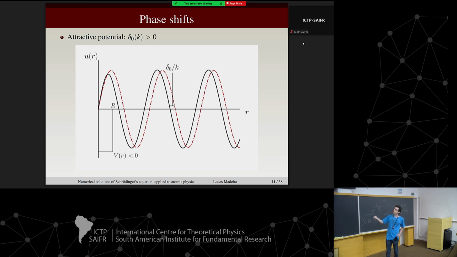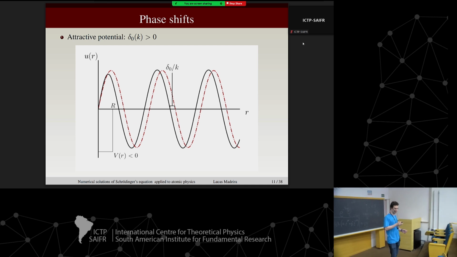The free solution is always ahead of the solution with some attractive potential. So in this case, we say that the phase shift is positive because the free solution is ahead. Okay? Questions? Yes, Sheila?